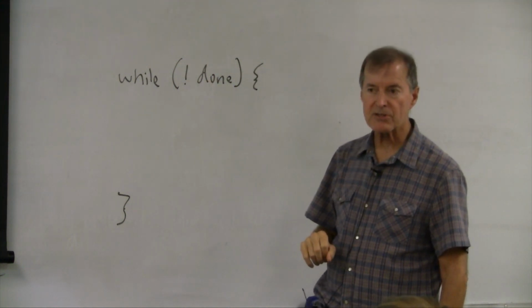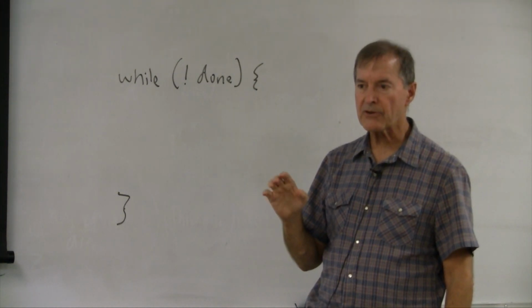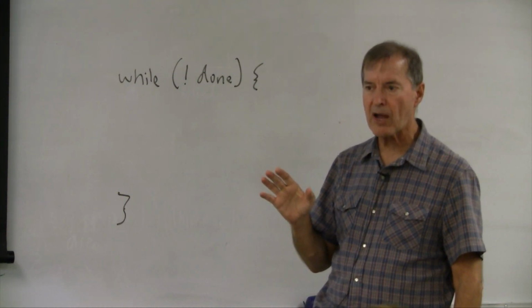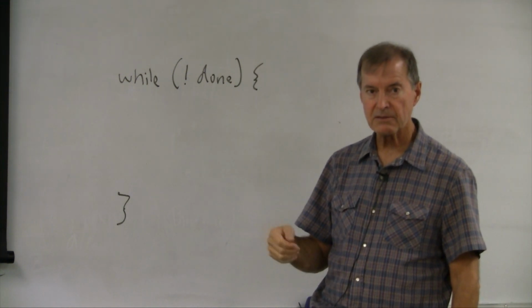So this is a common use of a flag in a situation where you want to exit a loop under more than just one circumstance. You don't know how many times ahead of time you're going to go through the loop, because it'll depend on the data.